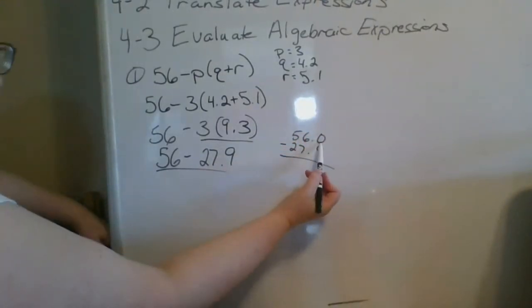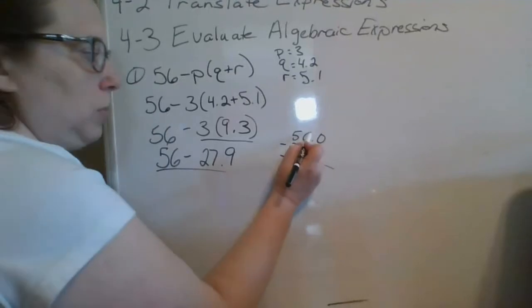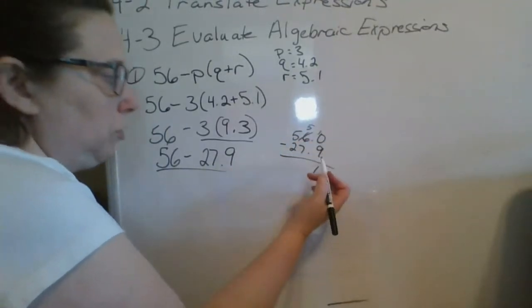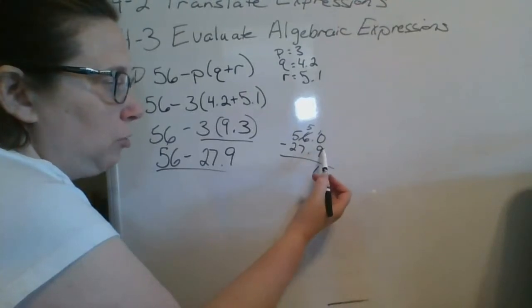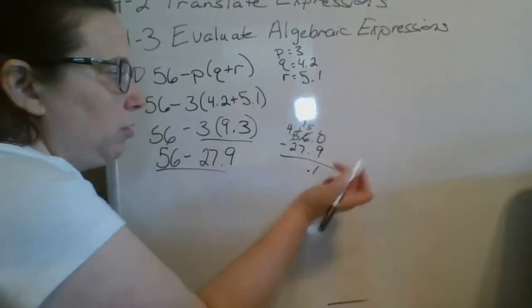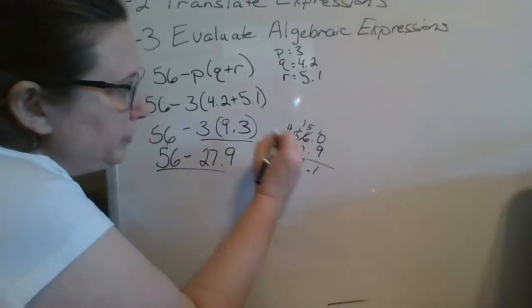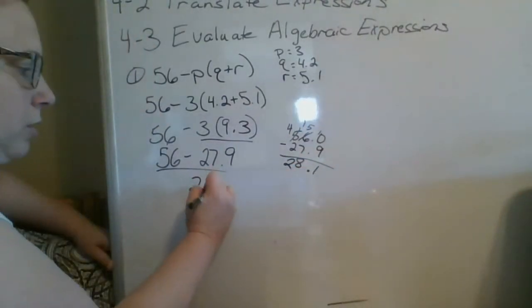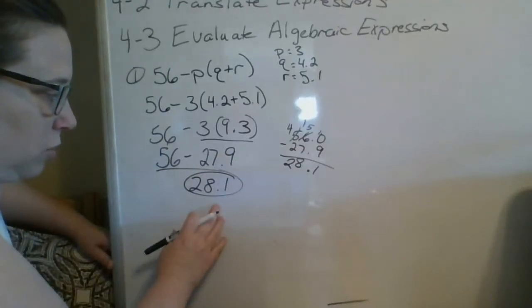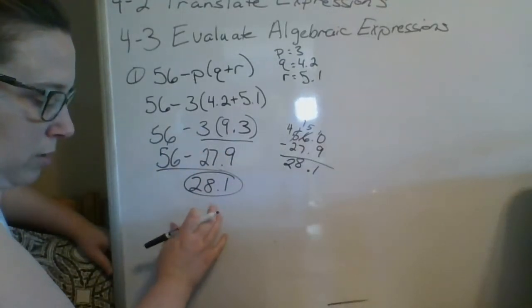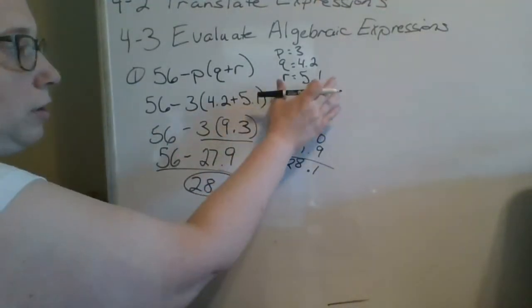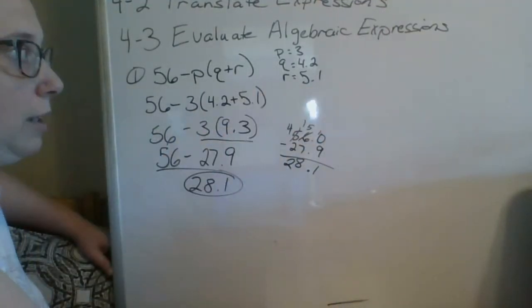And remember that that placeholder 0 is super important because we need to borrow. And you can't do that unless you have that 0 there. Super common mistake would be to just drop the 9/10 down, but you can see that that would lead you to the wrong answer. All right, so our final answer for the first one is 28 and 1/10, and that is using the values for the variables that they gave us.